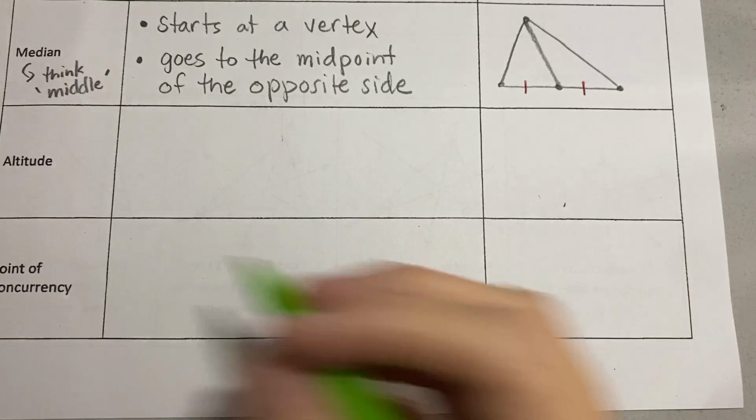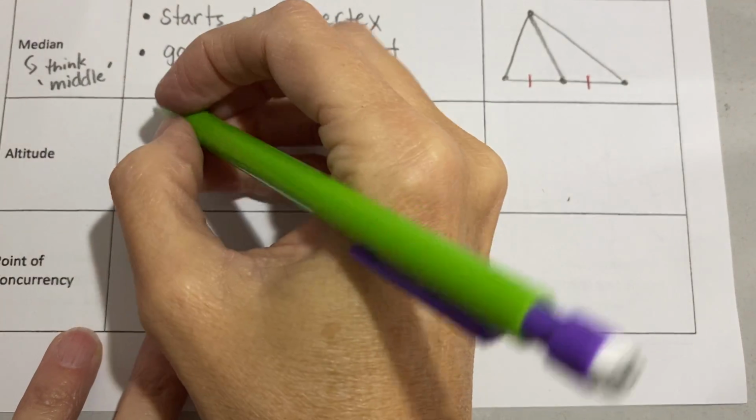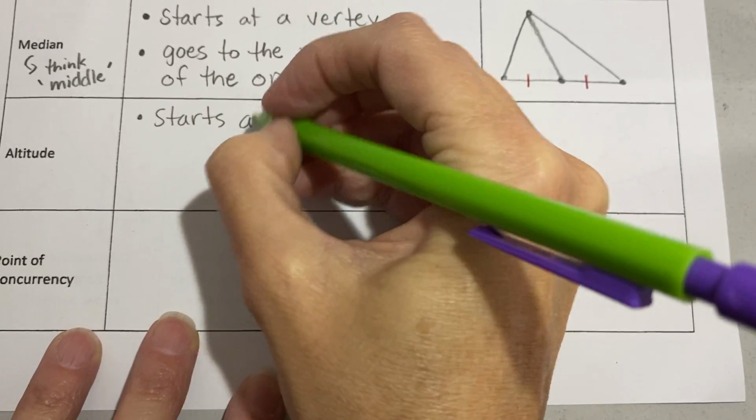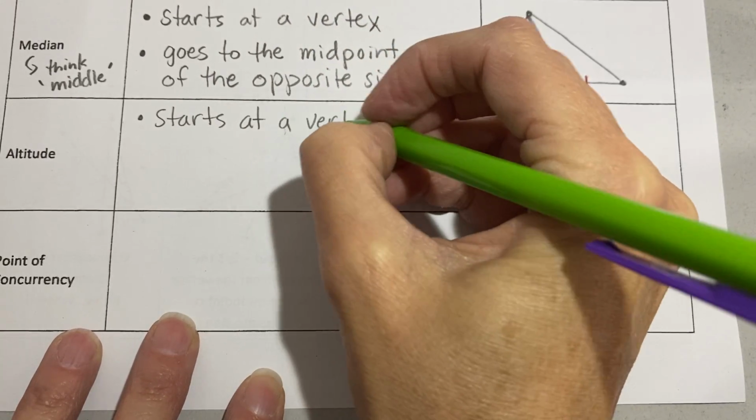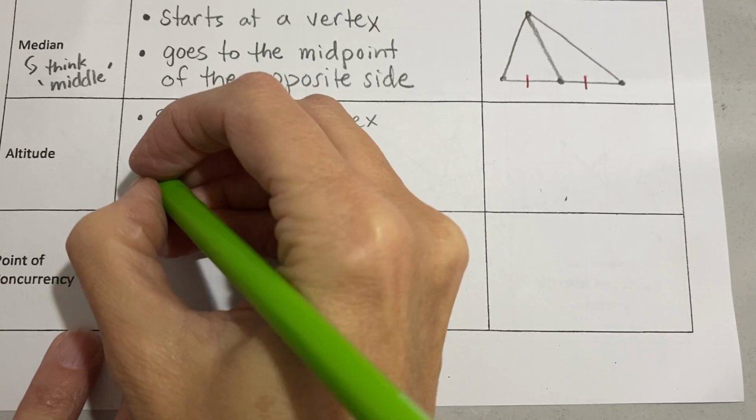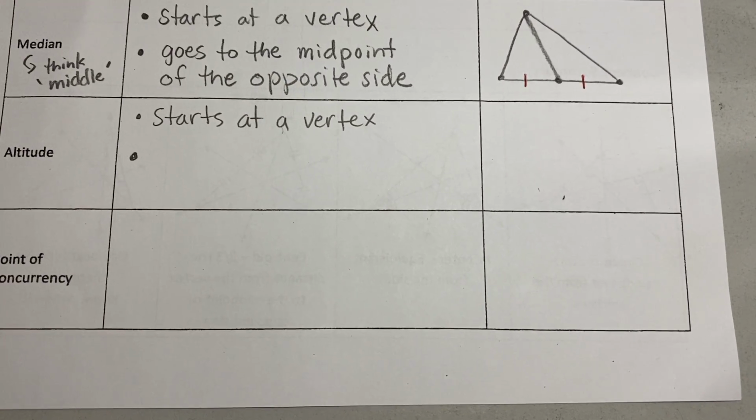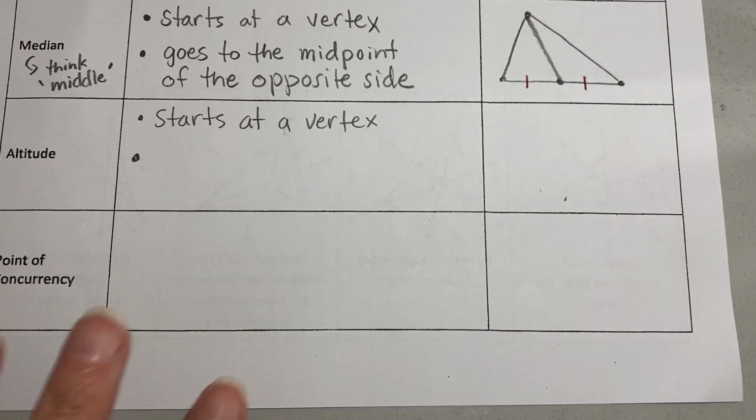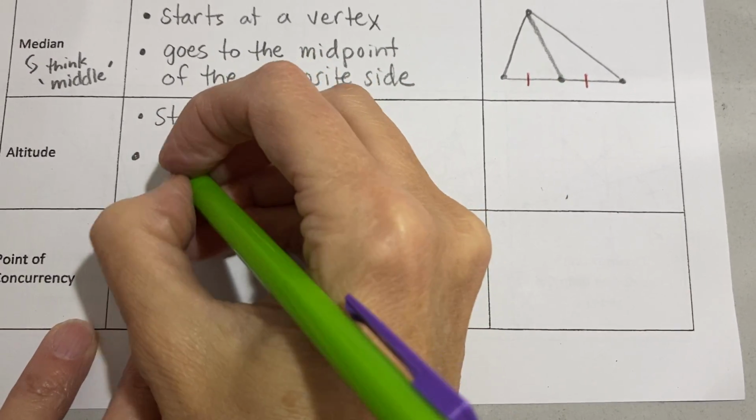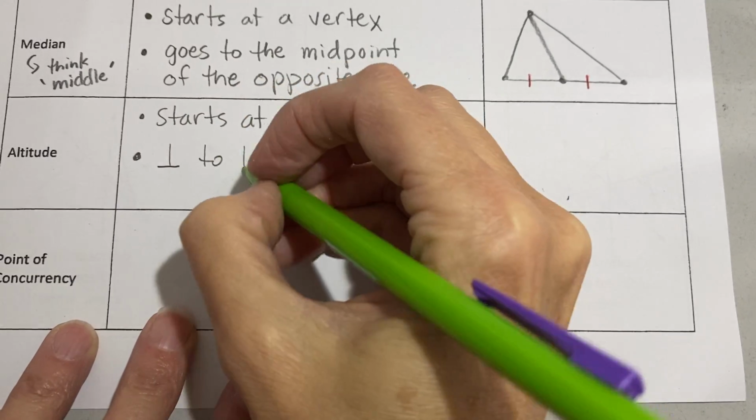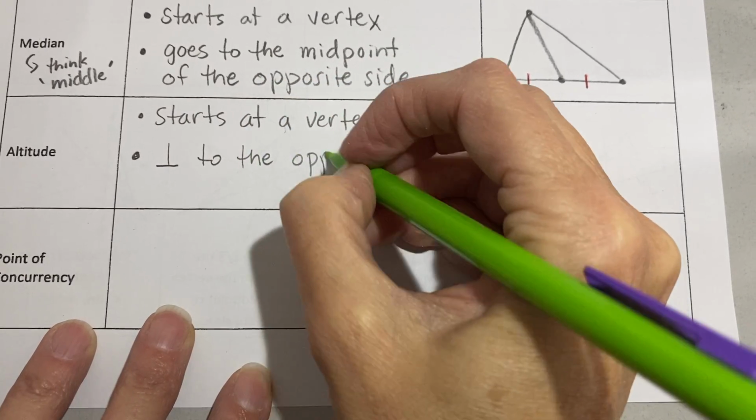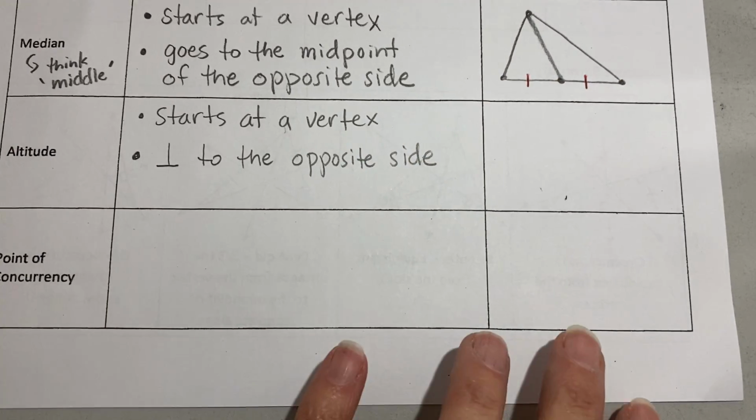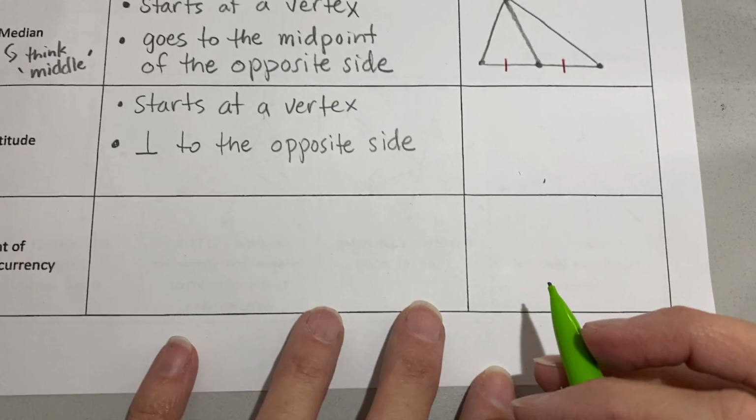And then the last one is altitude. And altitude also starts at a vertex. And instead of going to the middle of the opposite side, it makes a right angle with the opposite side. So it starts at a vertex and it's perpendicular to the opposite side. So it doesn't go to the middle. It makes a right angle with the opposite side.